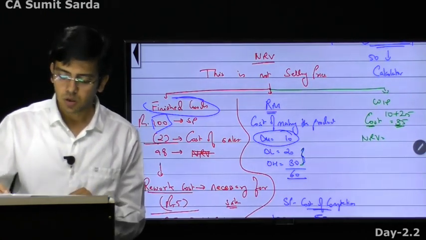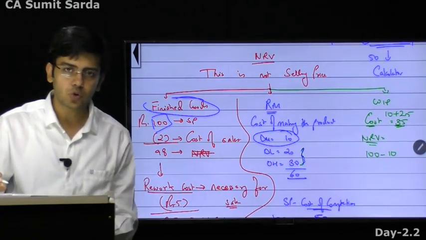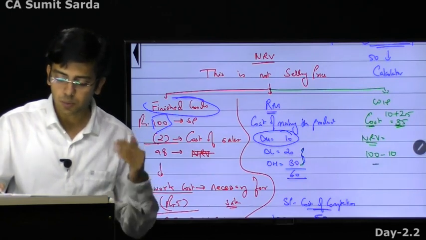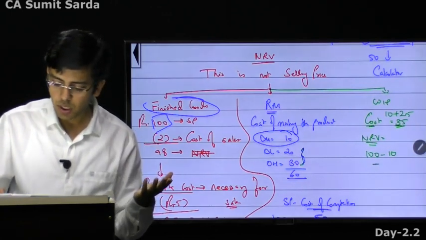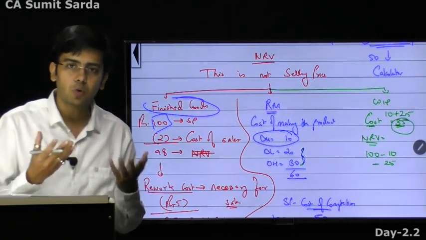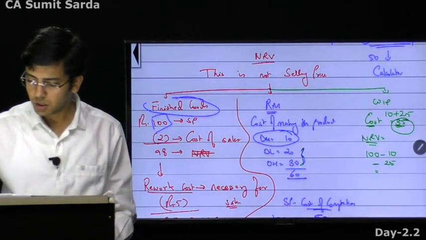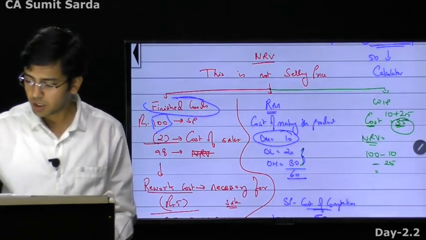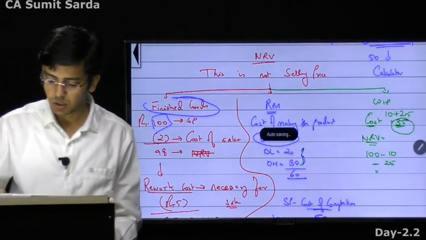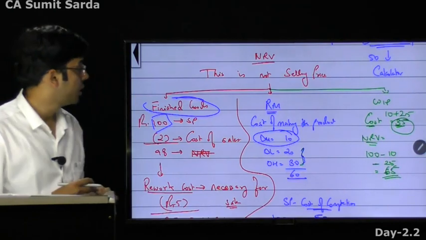Suppose. So NRV will be selling price 100 minus the selling and distribution cost that you are supposed to incur, cost of sale of 10 rupees, minus further processing cost. So what is the further processing cost? There is further 25 rupees to be spent on this 35 rupees. So I can consider the WIP to be having an NRV of 65. So I hope it is now a bit clear.